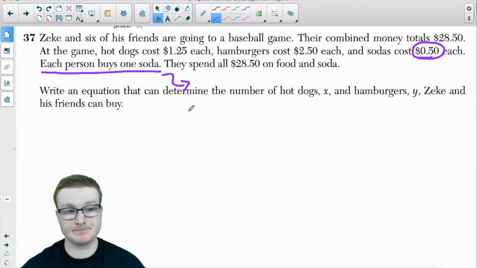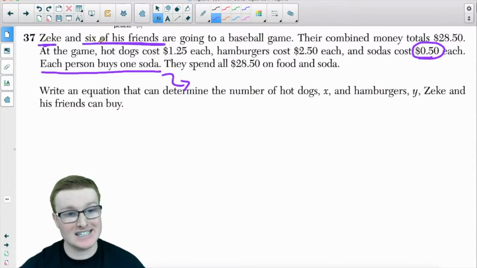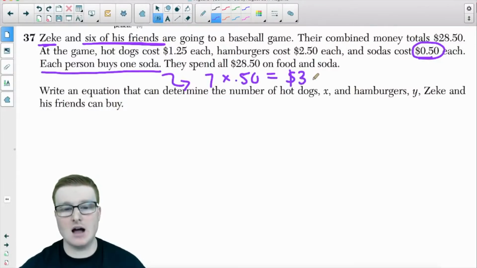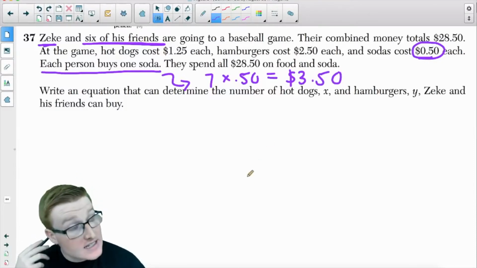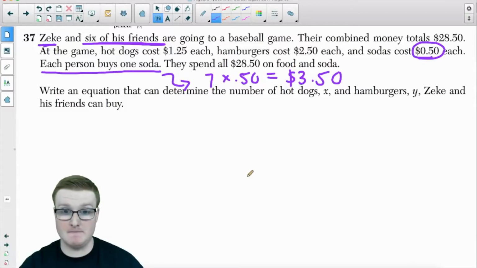Here's the tricky part. Zeke and his 6 friends. How many people are there? Not 6. There's 7 people. It's Zeke and his 6 friends. So you're taking the 7 people and multiplying it by 50 cents. That will give you a total of $3.50. So Zeke and his friends spent $3.50 on soda.